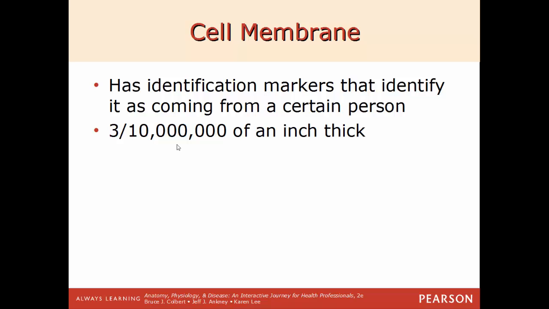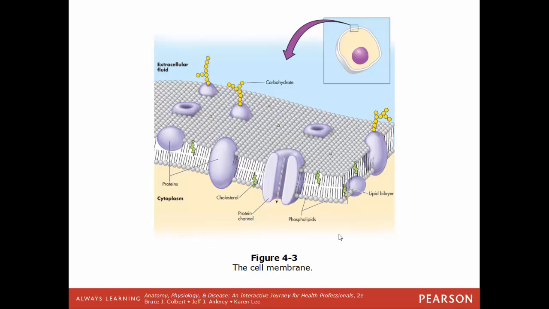that individual person. So you're able to tell from who a cell came from, or from who a tissue came from. And as for how thick the cell membrane is, a good approximation is it is 3/10,000,000ths of an inch thick. So think of an inch, break that up into 10 million pieces, and 3 of those, that's how wide a plasma membrane is.